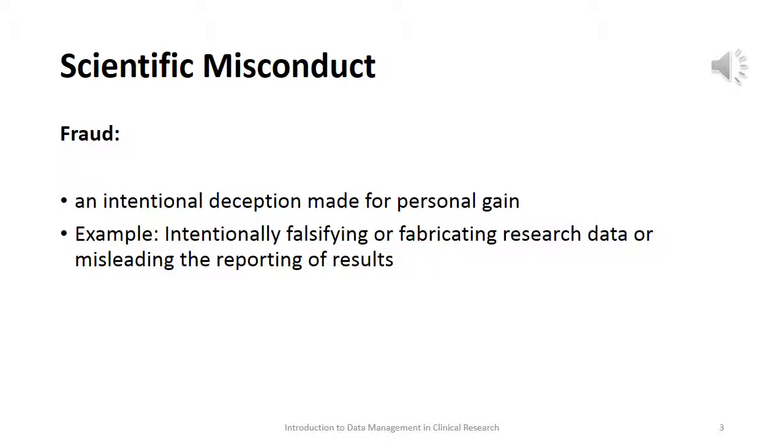So the first type of misconduct is fraud. Now, all of you are familiar with what that is. It's an intentional deception made for some type of personal gain. For example, one might intentionally falsify or fabricate research data or mislead in the reporting of results. We tend to think of fraud where someone's being defrauded on some sort of financial basis, but the important thing to understand is that it has to be an intentional deception that's made for some type of personal gain.